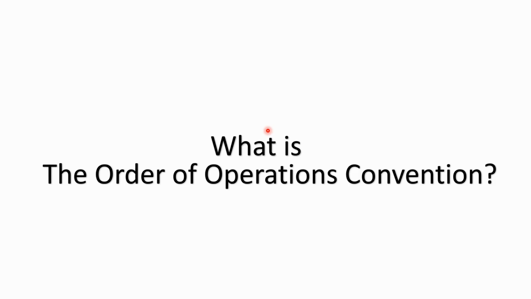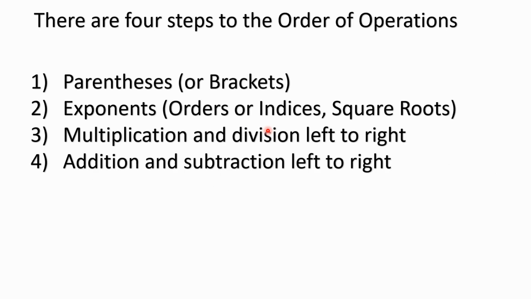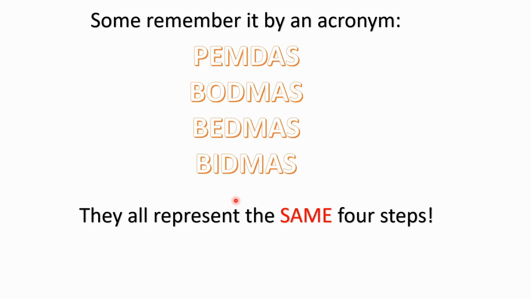What is the order of operations convention, after all? Well, there are 4 steps to it. It's parentheses or brackets. A lot of it has to do with where you're from, whether you're familiar with using the term parentheses or brackets. Exponents, which are orders, also sometimes referred to as indices. This also includes square roots and factorials. Again, anything that is shorthand for repeated multiplication. Step number 3 is your multiplication and division left to right. And then finally, addition and subtraction left to right.